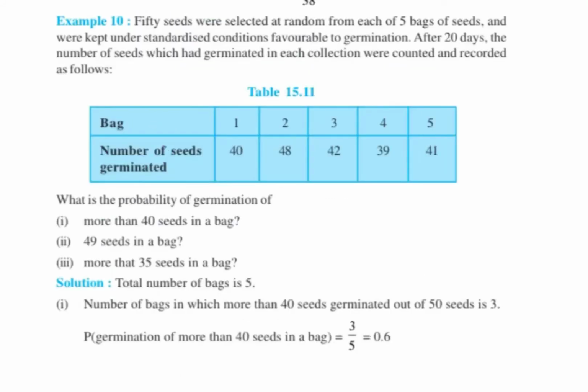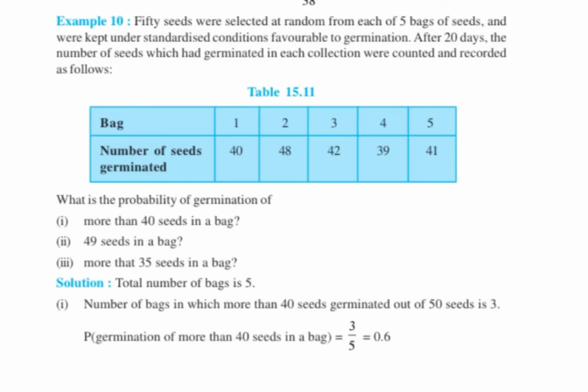Another question. 50 seeds were selected at random from each of 5 bags of seeds and were kept under sterilized conditions favorable to germination. After 20 days, the number of seeds which germinated in each collection was counted and recorded as follows. What is the probability of germination of, first, more than 40 seeds in a bag, second, 49 seeds in a bag, third, more than 35 seeds in a bag. So, first of all, the total number of bags is 5.